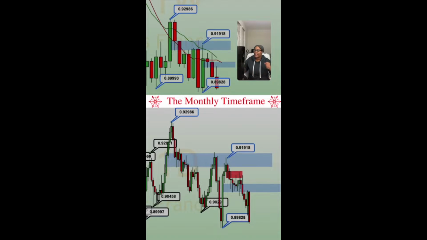I'm going to try to give you guys as much information as I can so you guys can practice this information on your own, on your price charts, okay?